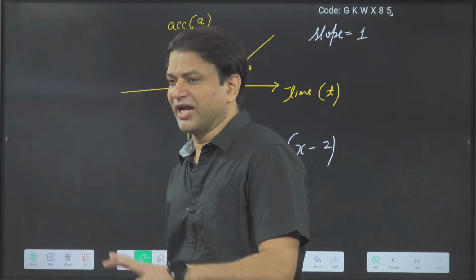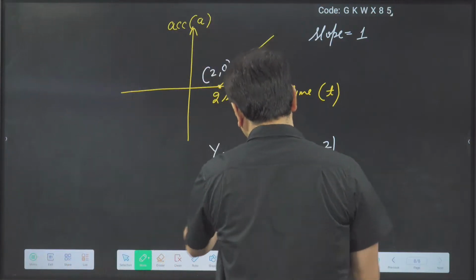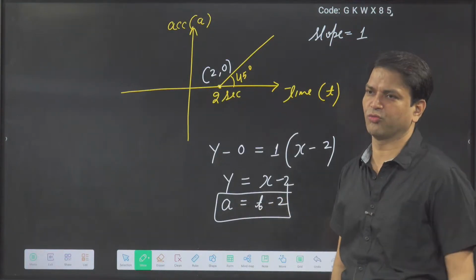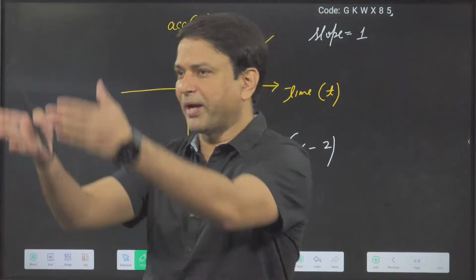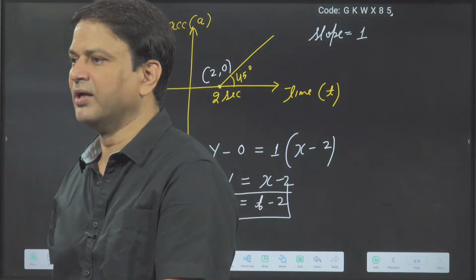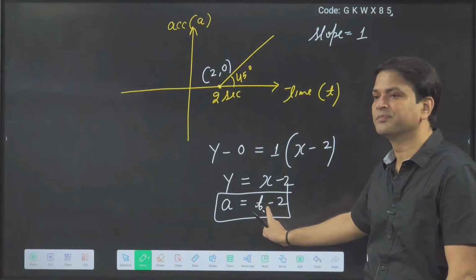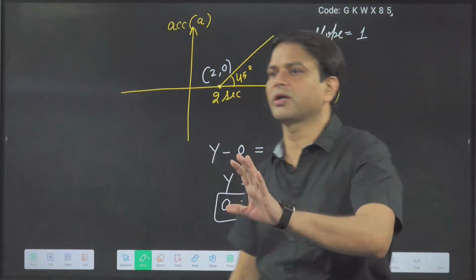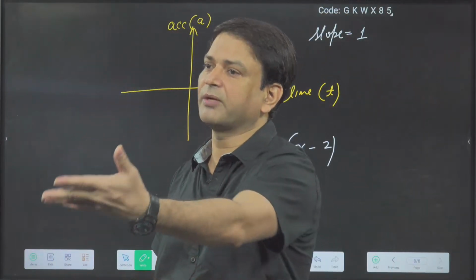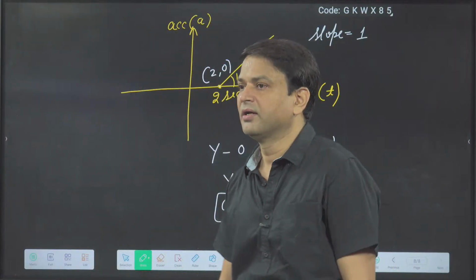Very good. Initial acceleration means t is equal to 0. So what I will do is put t is equal to 0 directly. Then what is the a value I will get? Minus 2. So the initial acceleration is minus 2. Maybe they give this graph and ask what is the initial acceleration of the particle or the body. Then directly after writing the equation, we can put t is equal to 0, and we get a is equal to minus 2. Understood or not? So by writing the equation, we can find the initial acceleration also.